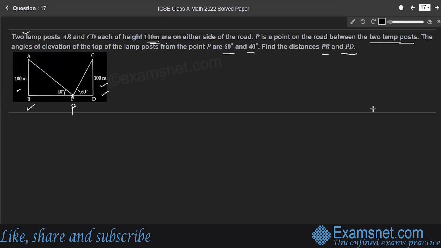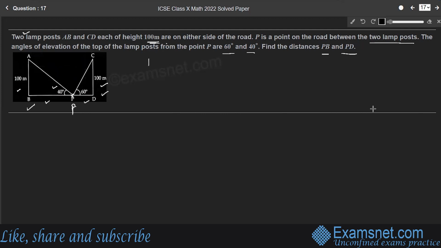Since angles of elevation, 40 degree and 60 degree, are given, we have got two right angle triangles here. In a right angle triangle, we can apply trigonometric functions. The trigonometric function which relates the opposite side and adjacent side is the tan function, because we are going to find adjacent sides in each triangle. BP and PD are adjacent sides to the 40 degree angle and 60 degree angle respectively. Therefore, we are using tan functions.